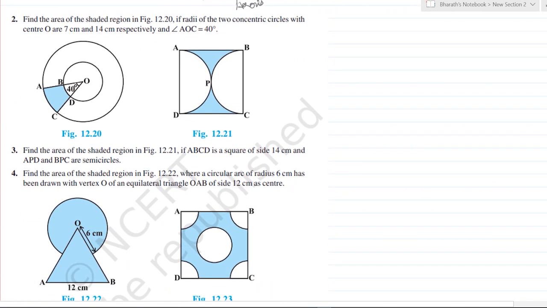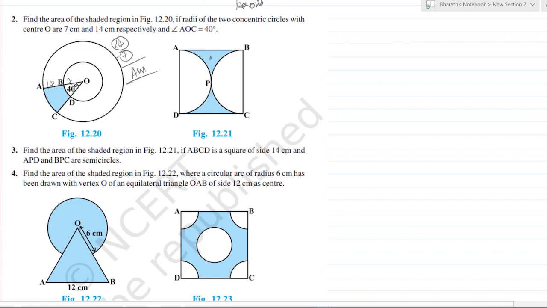So here, find the area of the shaded region. Here, it's too easy. Here it's 7 centimeter, here is 14 centimeter, right? So find the area of sector for 7 centimeter, and then area of sector for 14 centimeter. After finding area of sector of 14 centimeter minus the sector of 7 centimeter, you get the answer. Fine, that is the simple thing.